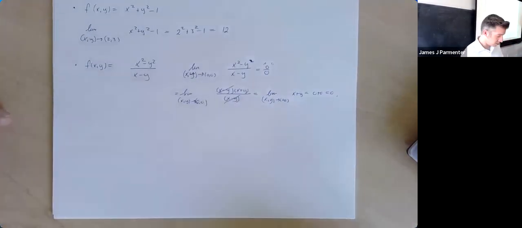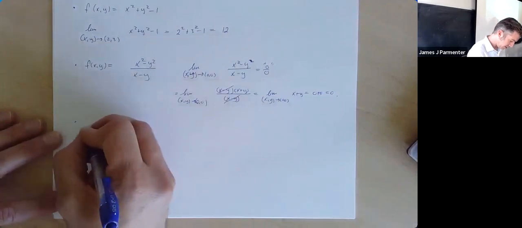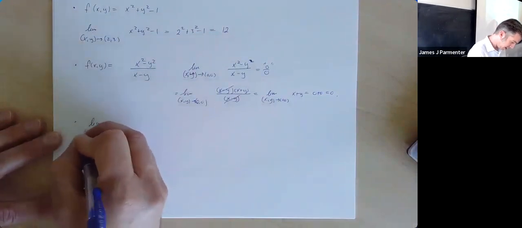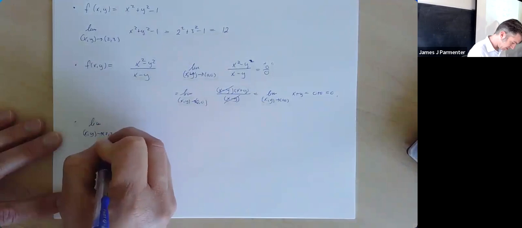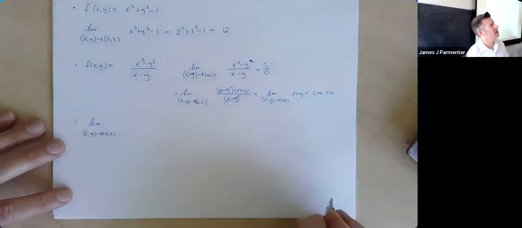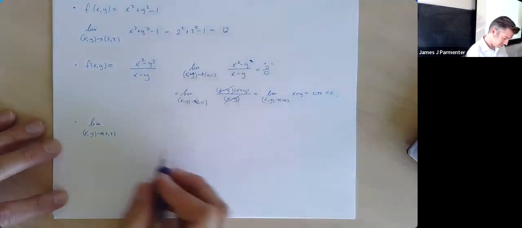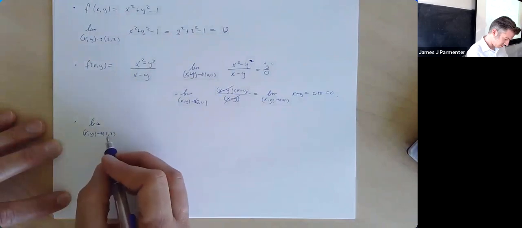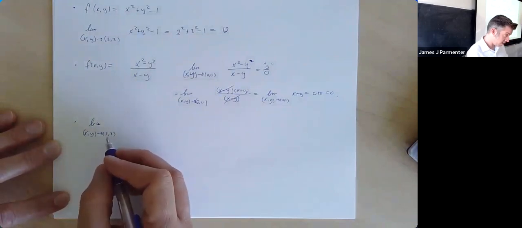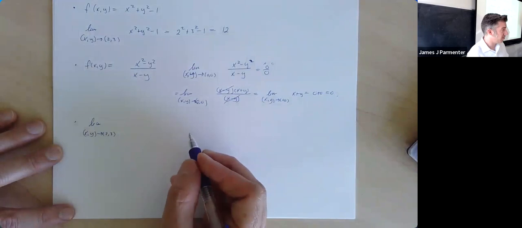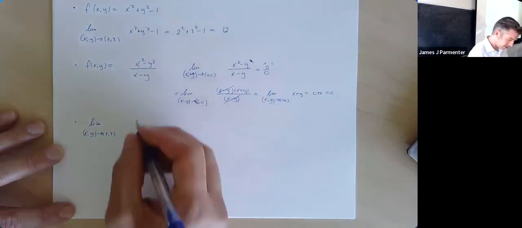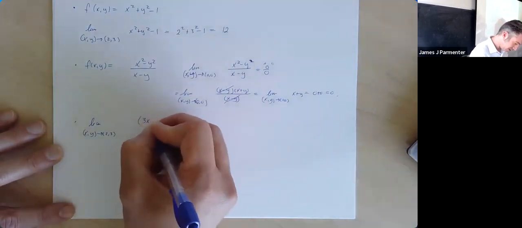Maybe a more typical example might be something like the limit as x comma y approaches 2 comma 3 of... Sorry, I'm trying to make the factoring work out real quick here. And I'm just going to give it to you.